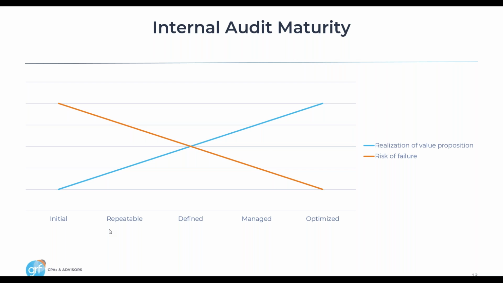so internal audit maturity. There are 5 levels of maturity of an internal audit function, and I want to look at these from the perspective of the people, process, and technology that are involved. The two lines on the graph are the risk of failure, meaning the risk of controls failing or fraud occurring. That's what that line represents. And the blue line is the realization of value proposition.